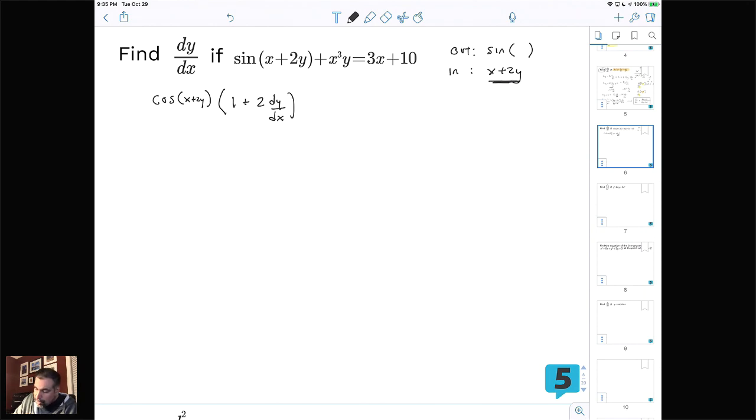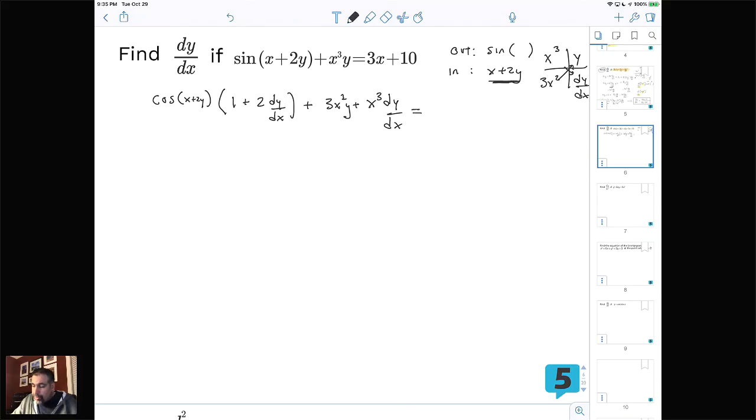When we go to the next term, we've got x cubed y. Again, I'm going to set that up as a product rule the way I like to set it up. The derivative of x cubed is 3x squared. The derivative of y is dy over dx. So going this way I get 3x squared y plus, coming the other way, x cubed dy over dx. And that takes care of the derivative of the left-hand side. Now we're going to move to the right-hand side, and that actually is a lot easier, much more straightforward.